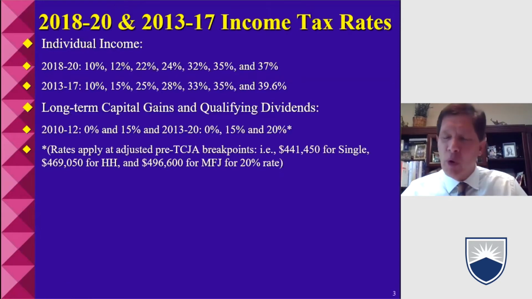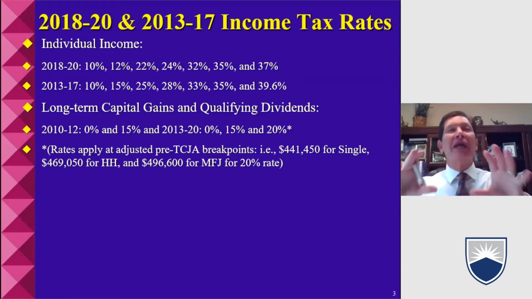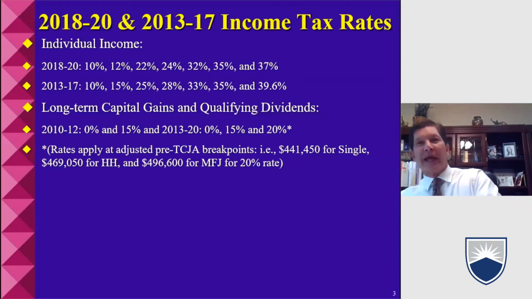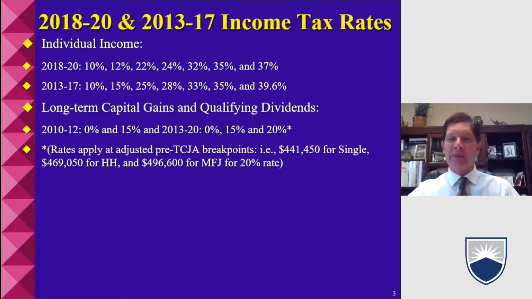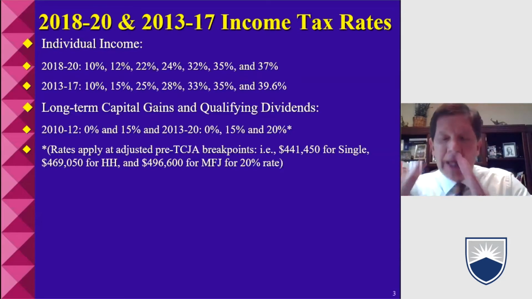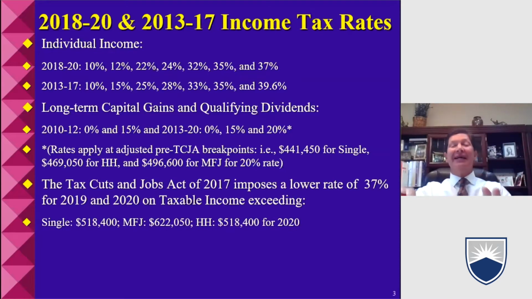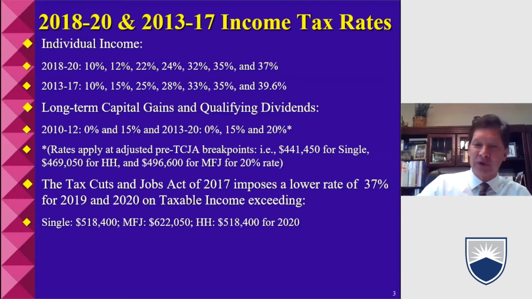Now, here's the intriguing part, and this may not be that hard to fall back on. When you look at qualifying dividend income and long-term capital gains, we all know they enjoy a preferential tax rate. But the breakpoint rates are at pre-Tax Cuts and Jobs Act of 2017. That's why you're going to hit that 20% long-term capital gain qualifying dividend income rate at about $125,000 less than when the 37% tax bracket kicks in for those who are married filing jointly.